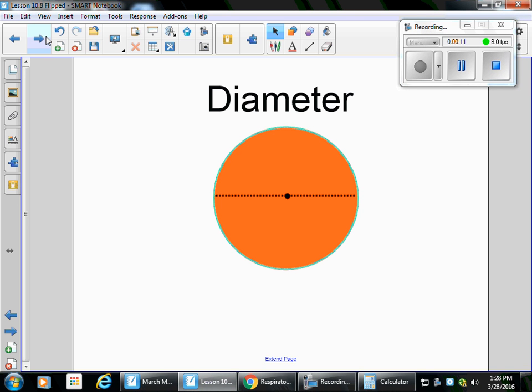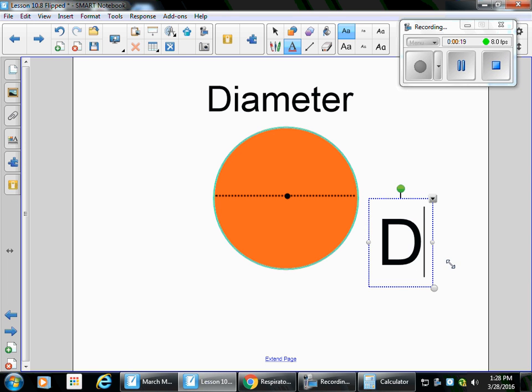The diameter of a circle is the distance from one side to the other. A lot of times you'll see diameter as a big D inside the formula or the equation, okay? That's your diameter, the distance from here to here.